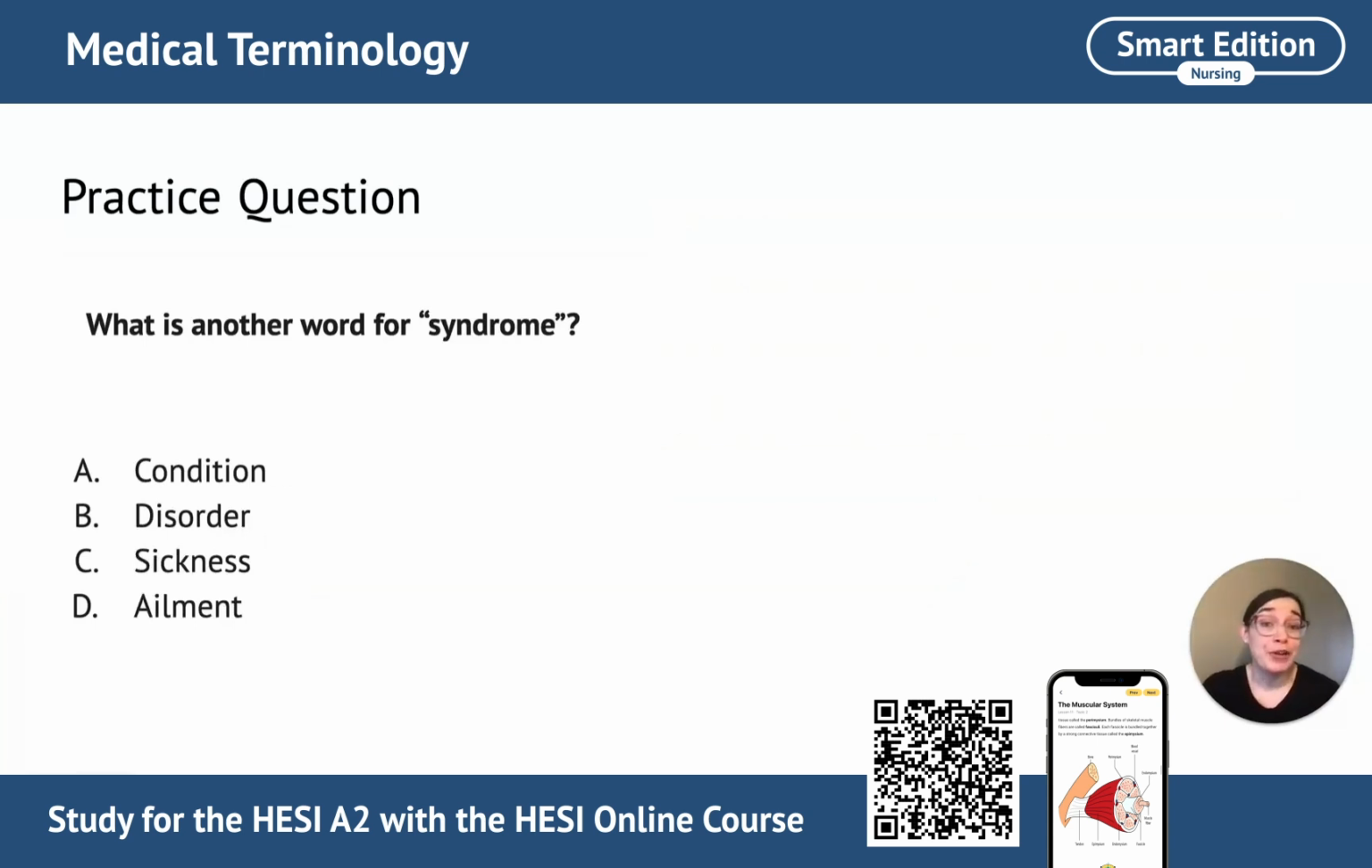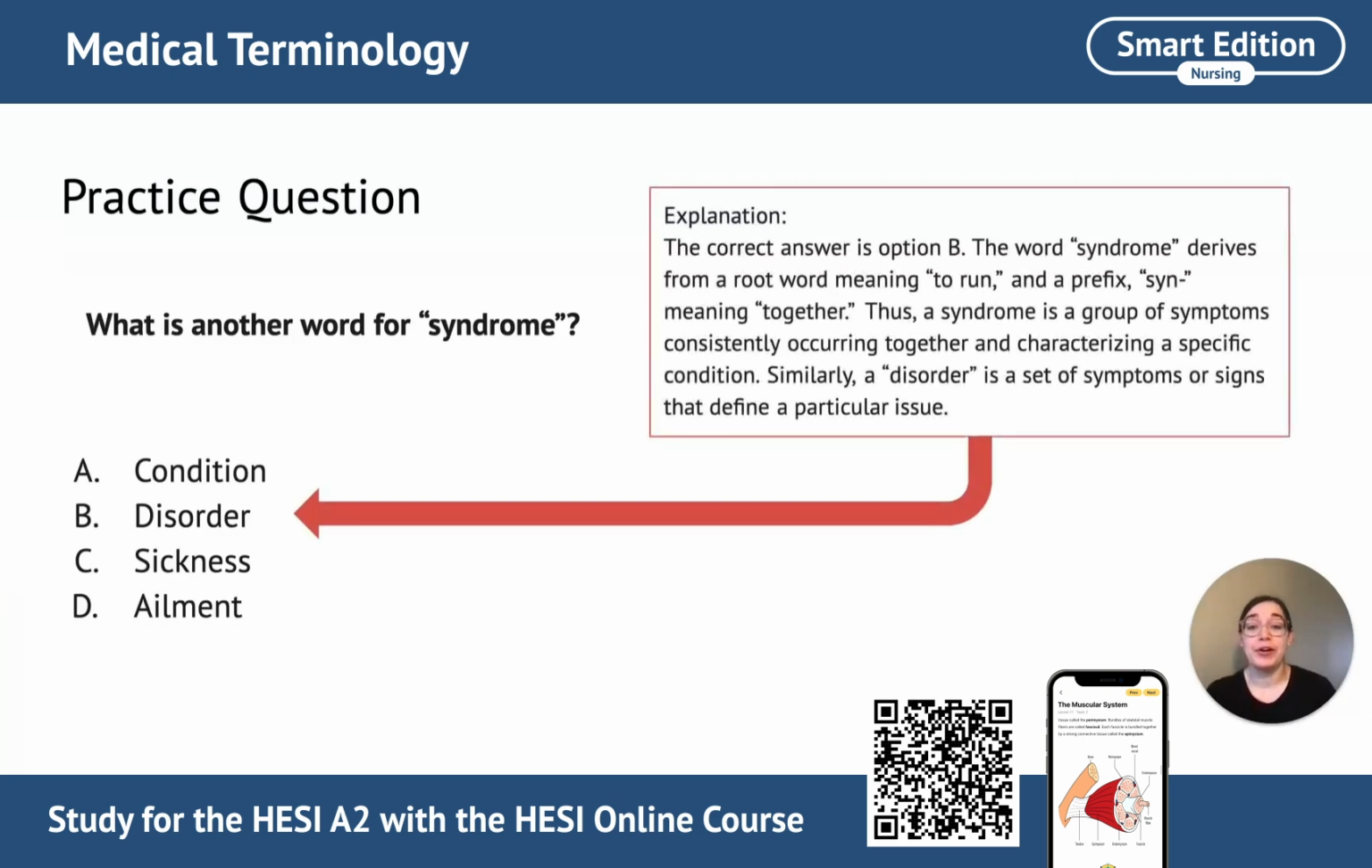What is another word for syndrome? Is it A, a condition? Is it B, a disorder? Is it C, a sickness? Or is it D, an ailment? And the best answer here, the correct answer here, is option B, disorder, is another word for syndrome.